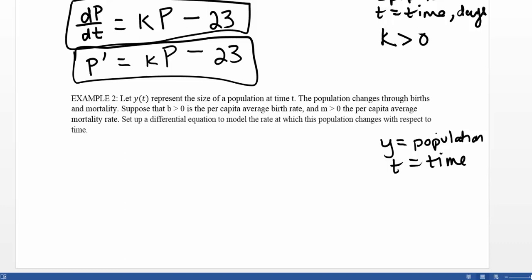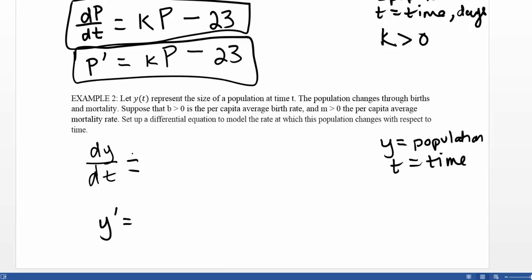So again, we're setting up a differential equation. What we want to talk about is the rate at which the population is changing. So dy dt is the change in population with respect to time. We could also simultaneously write this as y prime. Those are going to mean the same thing. So we're talking about the change. There's two different things happening.